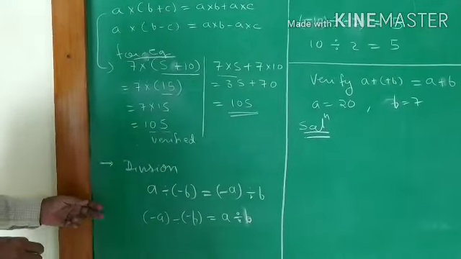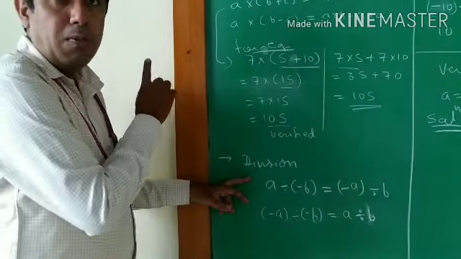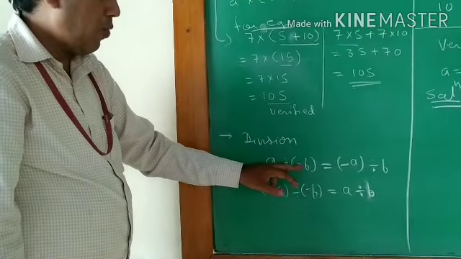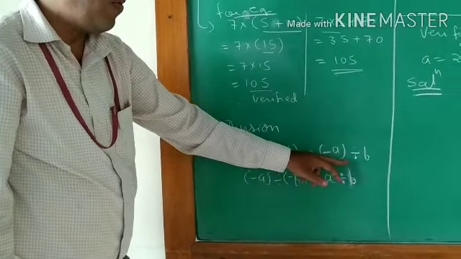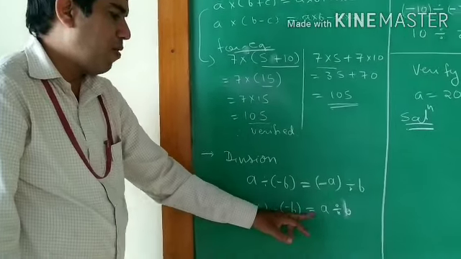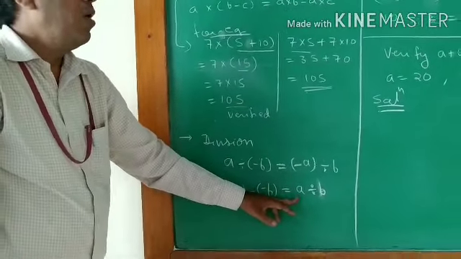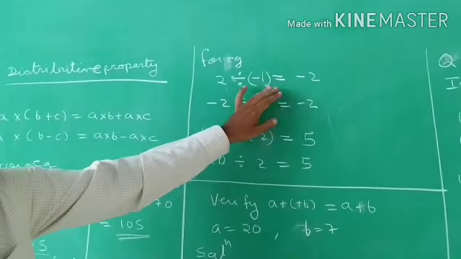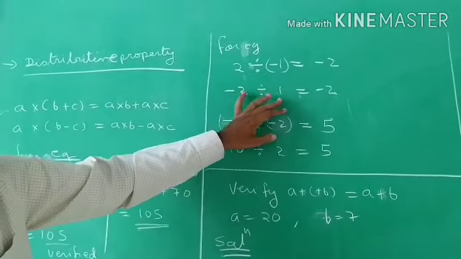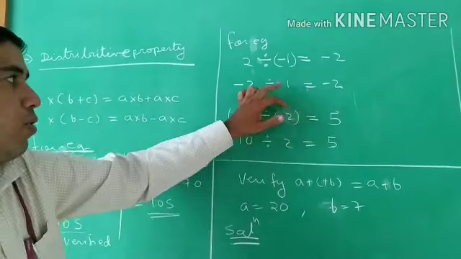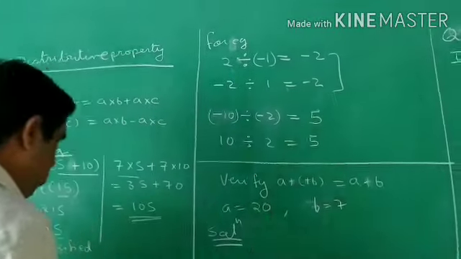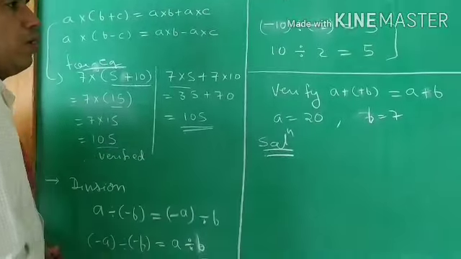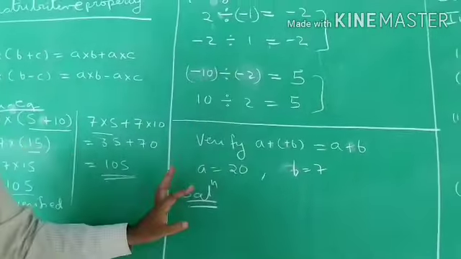Now division. All these properties we did, I am going to discuss for division. First, A divided by minus B is equal to minus A divided by B, and minus A divided by minus B is equal to A divided by B. I have taken the example 2 divided by minus 1 is equal to minus 2, and minus 2 divided by 1 is also minus 2. You can see both are the same. This is with reference to the first property, and this is with reference to the second property. Both answers come the same, it is 5 positive.